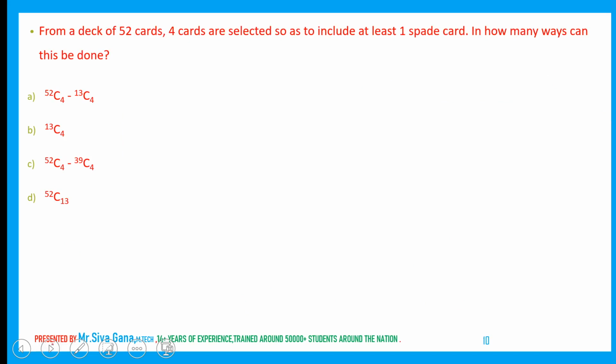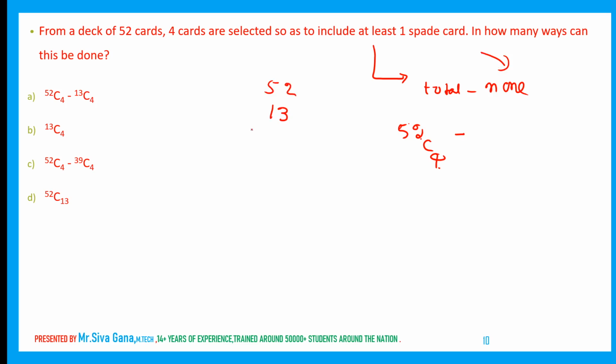From the deck of 52 cards, 4 cards are selected so as to include at least one spade. Very simple question. In how many ways can we do it? When it says at least, my sincere advice is total minus none. This is the best thing. Out of 52, 4 can be selected in 52C4 ways, minus no spade. Spades are 13, right? For no spade, 52 minus 13 is 39, so none of the spade is 39C4.